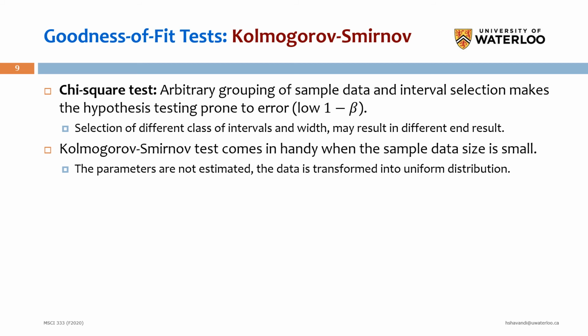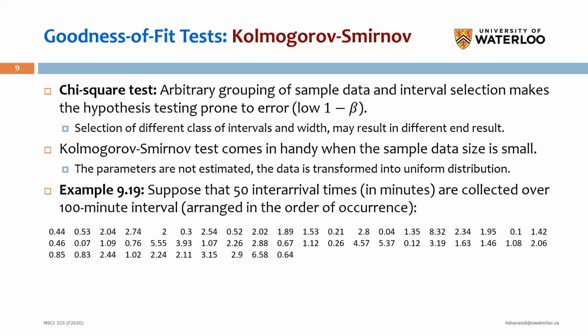The second formal method that we have for goodness of fit is the Kolmogorov-Smirnov, or KS, test. In this method, instead of estimating the parameters of the distribution, we transform the distribution into a uniform distribution, and then we can apply the KS test. For example, assume that we have 50 interval times in minutes, which are collected over a 100-minute interval. So we have the data here for 50 interval times.